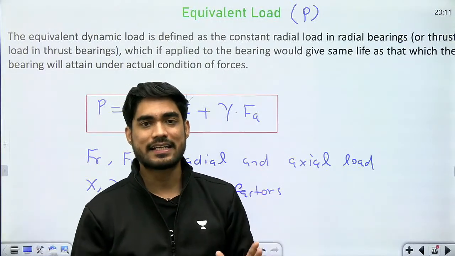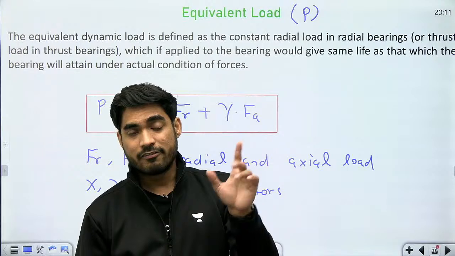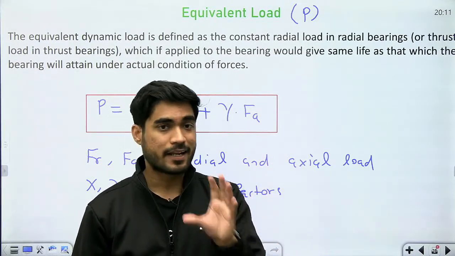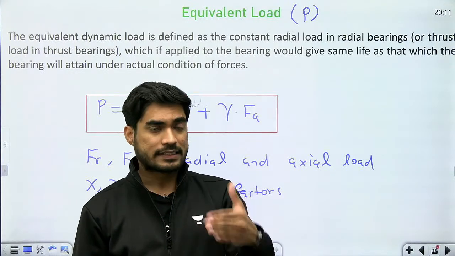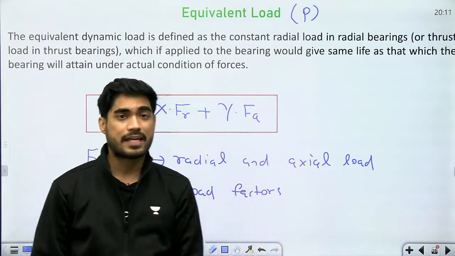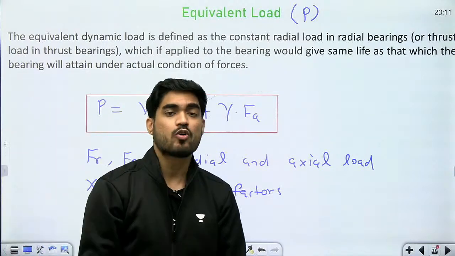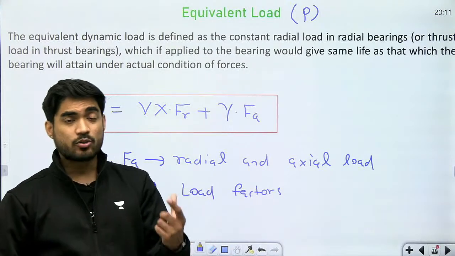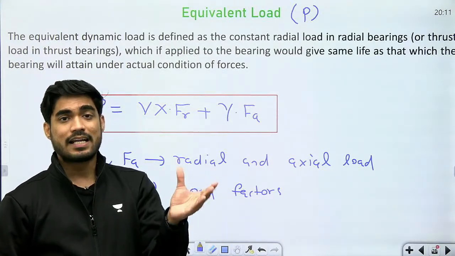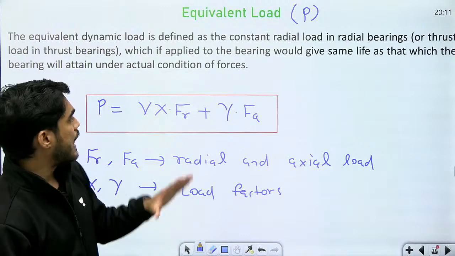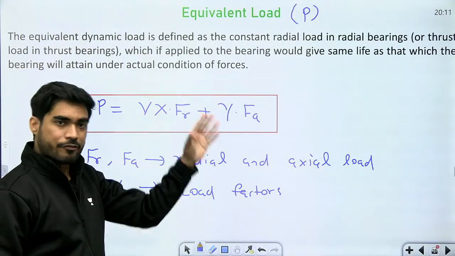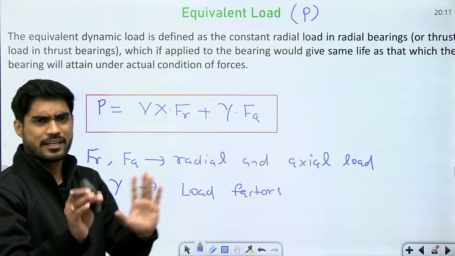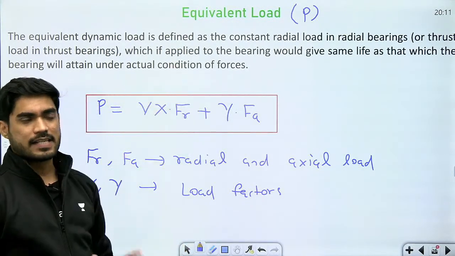Because see, it is not necessary that radial load and axial load will give the same damage to the bearing, right? Radial और axial दोनों लोड से हर bearing पे उतना damage नहीं होगा. It might happen that in some bearings, radial load is more damaging and in some bearings axial load is more damaging. So according to their damage, according to their effect on bearing, there are values of X and Y for every bearing, load factors. Okay, this is given in the design data book. You don't need to remember them. This is given in the design data book.